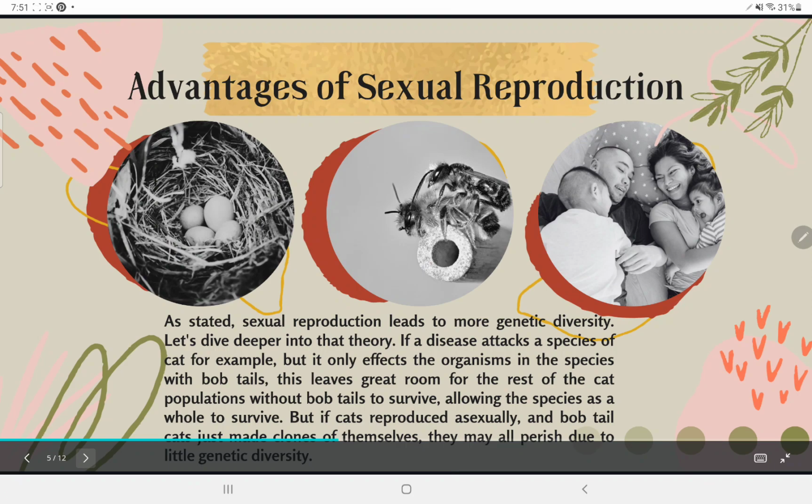Advantages of sexual reproduction. As stated, sexual reproduction leads to more genetic diversity. Let's dive deeper into that theory. If a disease attacks a species of cat, for example, this is clearly just an example, but if a disease attacks a species of cat, but it only affects the organisms in the species with bobtails, this leaves great room for the rest of the cat populations without bobtails to survive, allowing the species as a whole to survive. But if cats reproduce asexually and bobtail cats just made clones of themselves, they all may perish due to little genetic diversity.